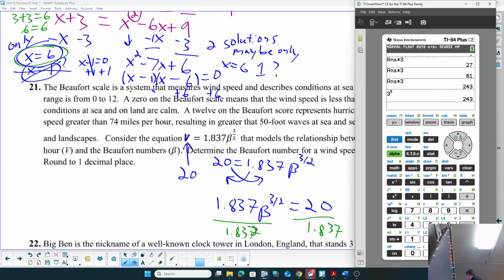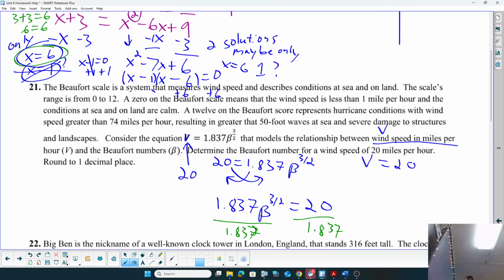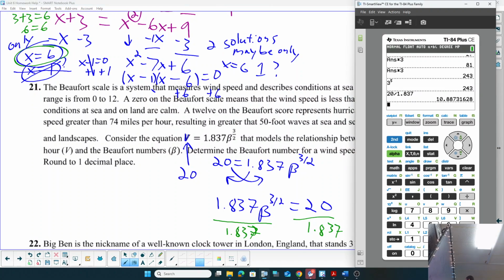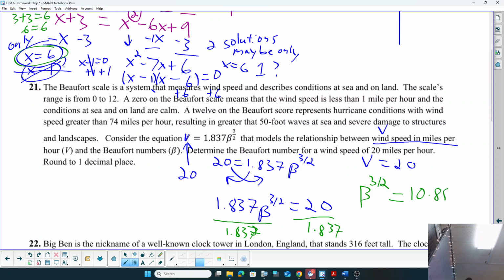Now we do 20 divided by 1.837. That gives us 10.887. So now we have Beaufort to the 3/2 power is equal to 10.887. Now we've got to rewrite that. What is the root, 3 or 2? The root is a 2, remember, because of the one on the bottom there, and then this is a third power, equals 10.887.